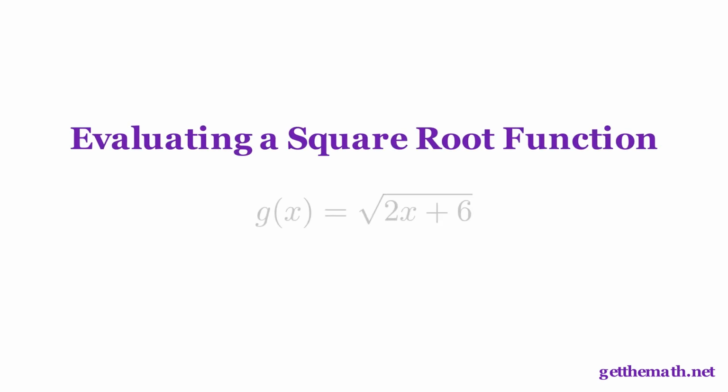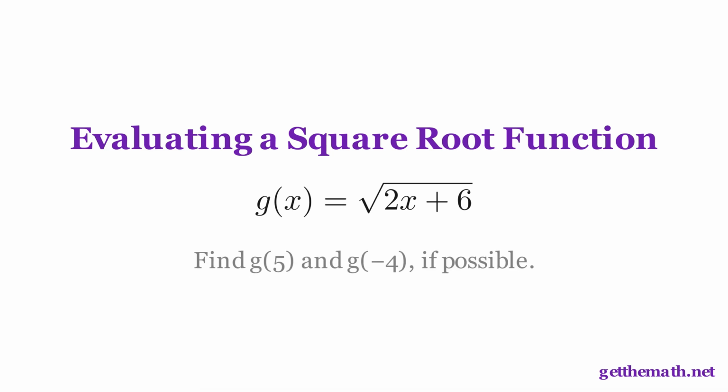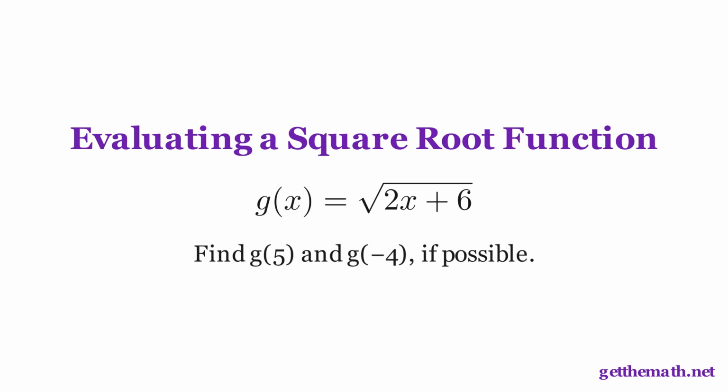Today we are evaluating a square root function. Our function is g of x equals the square root of 2x plus 6. We need to find g of 5 and g of negative 4, if possible.